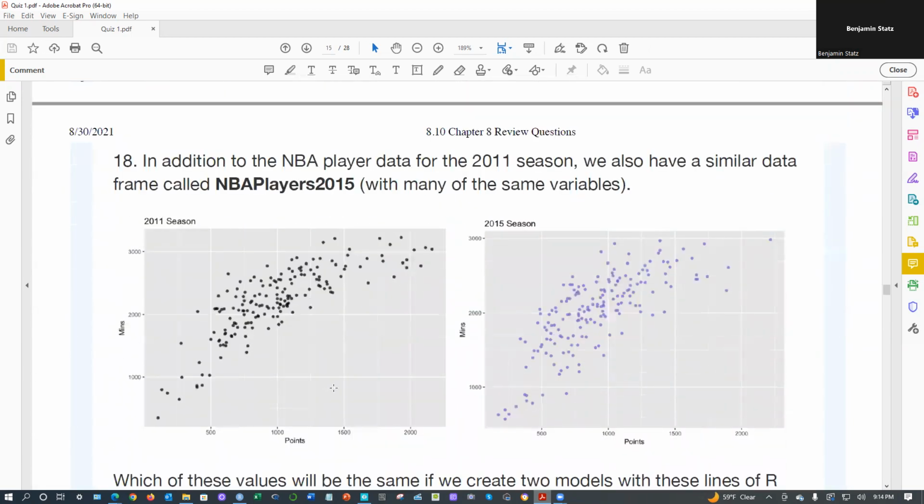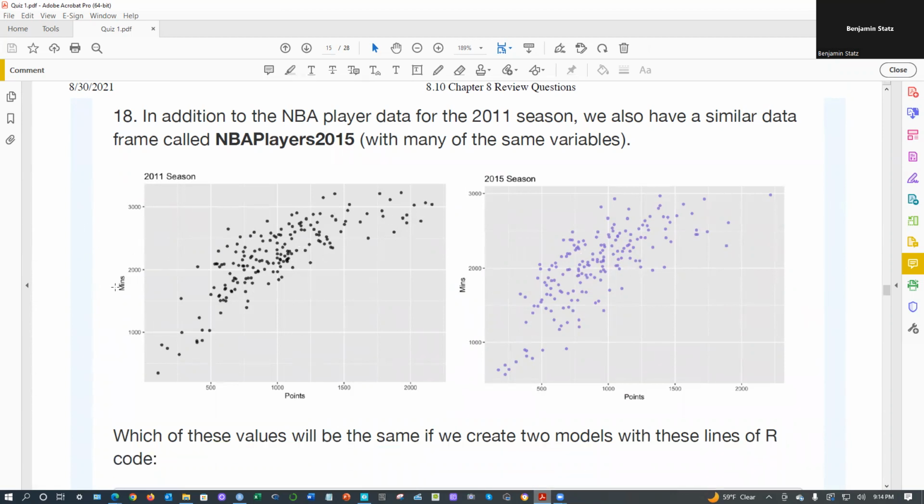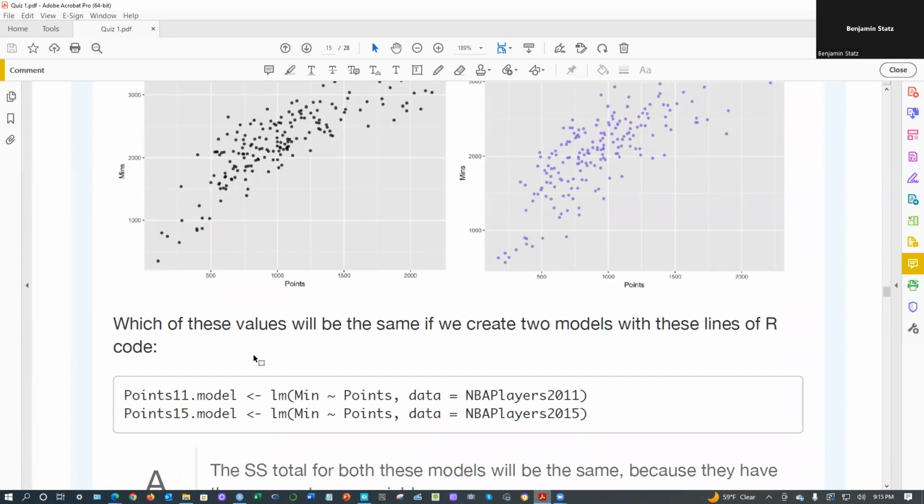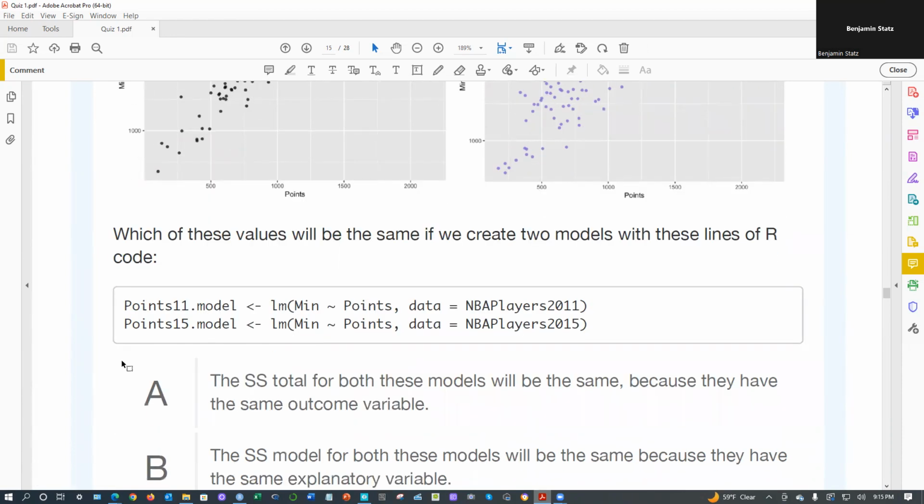In addition to the NBA player data for the 2011 season, we also have a similar data frame called NBA player 2015. Now they are trying to compare and contrast different years. Minutes versus points. Which of these values will be the same if we create two models with this points model, minutes and points, from this data set and from this data set? The SS total for both of these models will be the same.